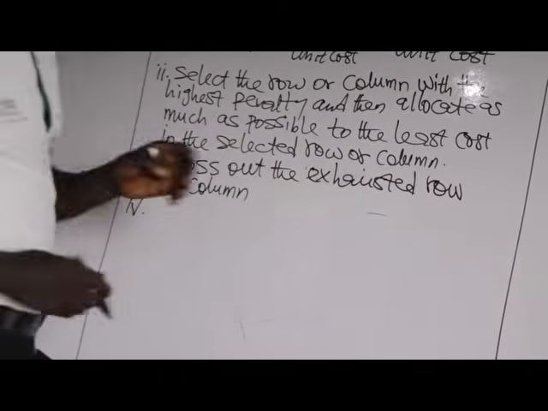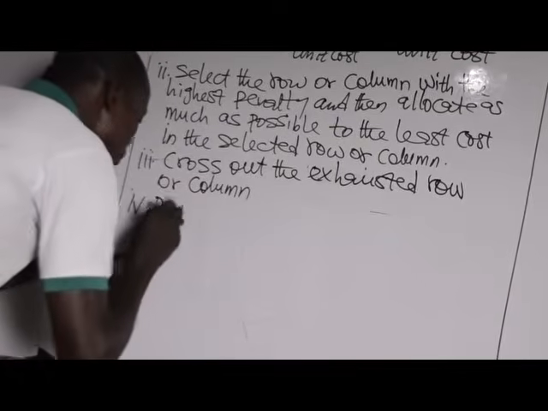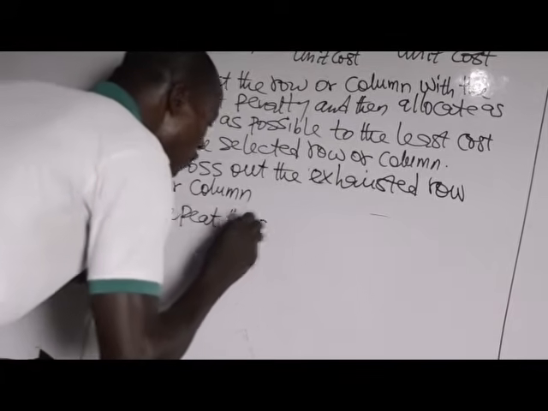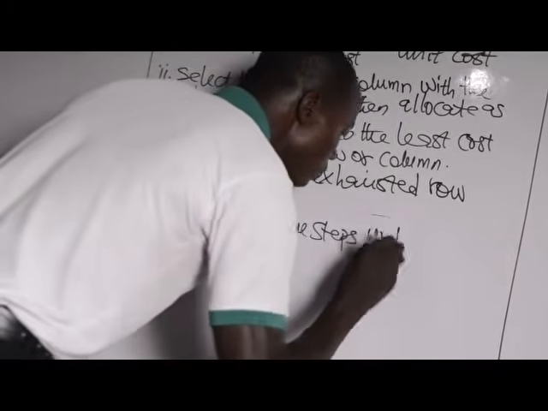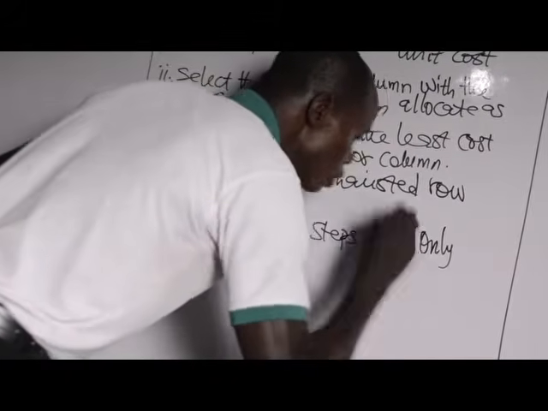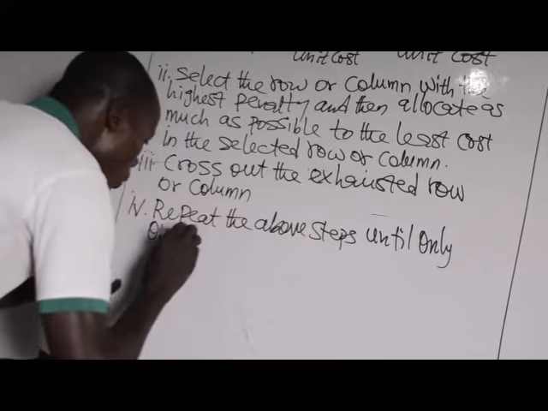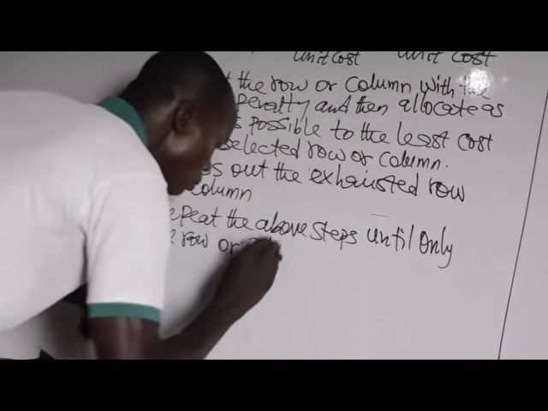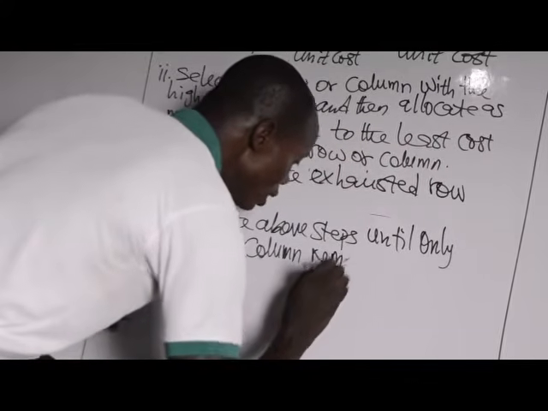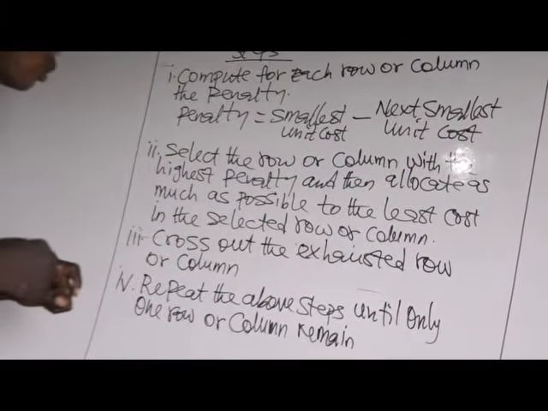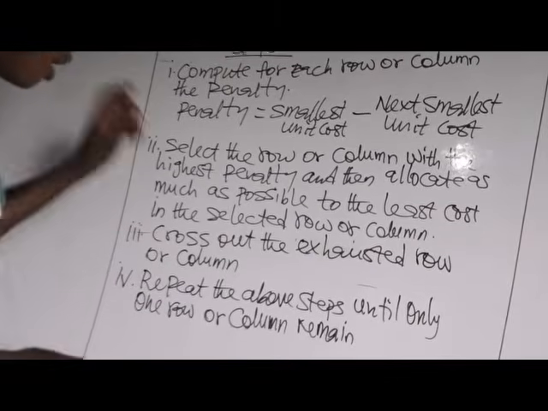Step 4. Repeat the above steps until only one row or column remains. That is, repeat steps 1 to 3 above until you are left with only one row or column.